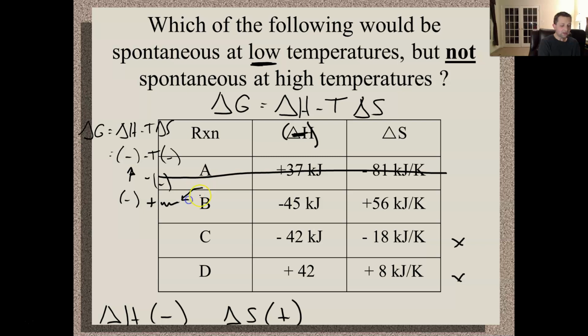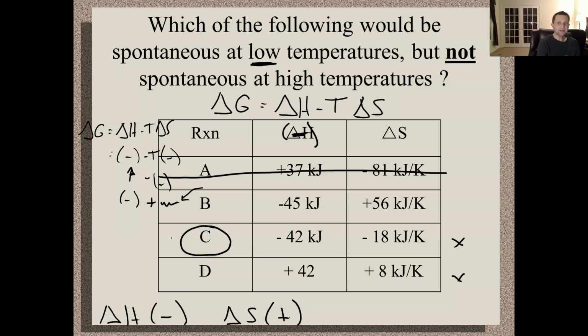We don't want that number here to be big, right? Because if that number, that squiggle, is really big, then the delta G ends up being positive, right? Which is no good. So we want our temperature to be as low as possible here, okay? If our temperature is as low as possible, it keeps that squiggle value really small. So a negative number plus a really, really small number gives you a better chance of retaining a negative delta G value. So C is the answer for that, okay?